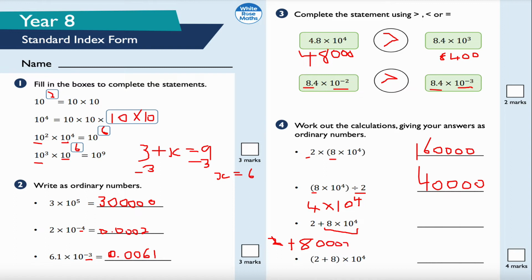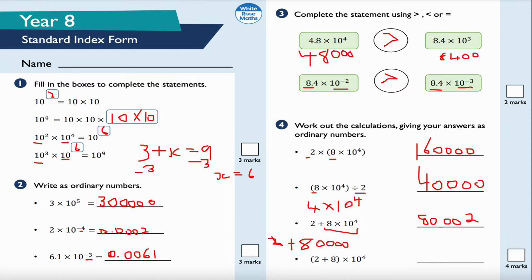Okay, so it's 80,000. Add 2, I get 80,000 and 2. Okay, remember that you have to use big maths if something's not written in a bracket. Okay, and also use big maths for brackets as well.